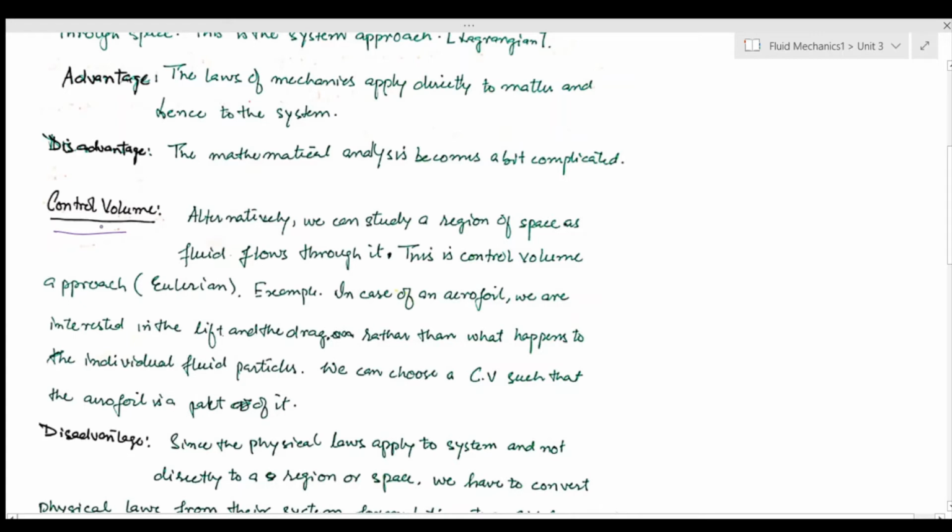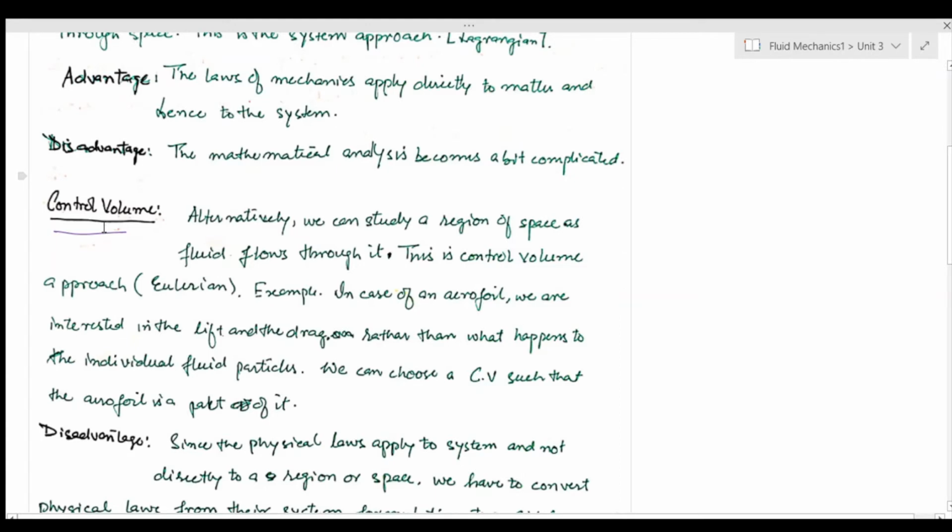Alternatively, we can study a region of space. Before, what we were doing was considering an identifiable group of fluid particles having a certain mass, and those fluid particles were moving. Let's say those fluid particles are moving, they came near a solid body and they got deflected from their path. So what kind of forces were acting on those fluid particles which deflected them? This is something which is known as the system approach.